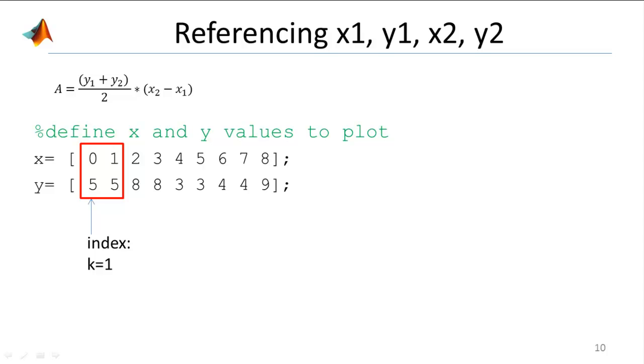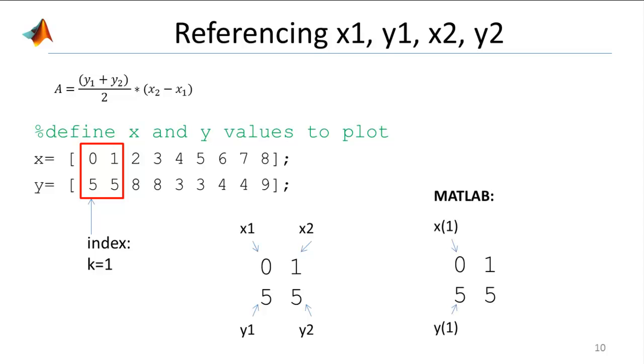Now if we were simply working on the very first area, so the red one, we'd be using the one with the first two data points. So 0, 1 and 5, 5. In this case, x1 and x2 are on the top, y1 and y2 are on the bottom. But when we code, remember that we are referencing the values inside the vector. So we would have x of 1 and y of 1 for the first element, and x of 2 and y of 2 for the second element.